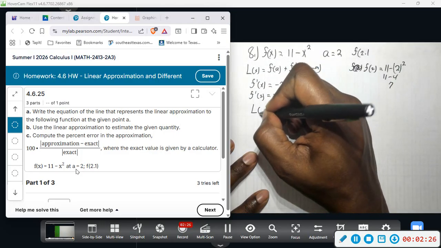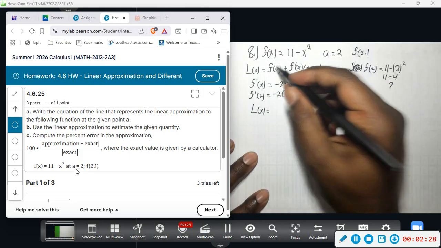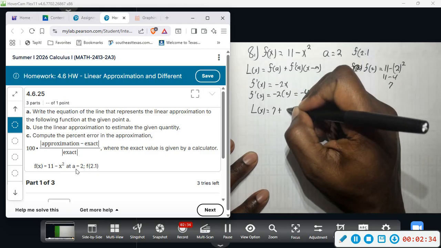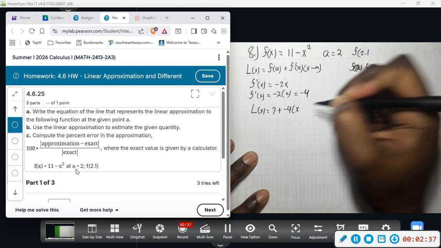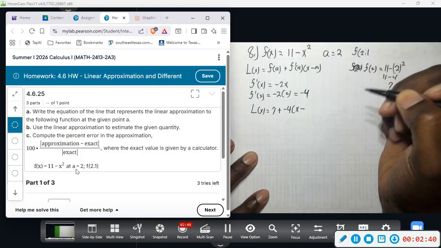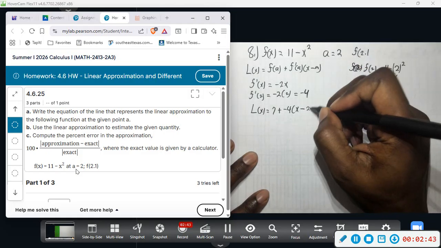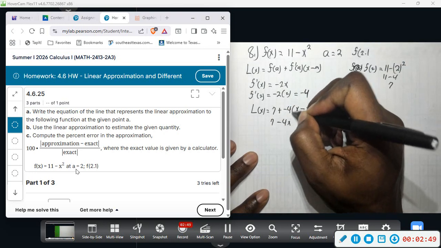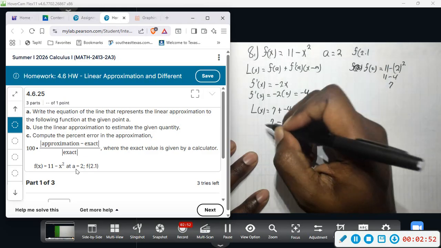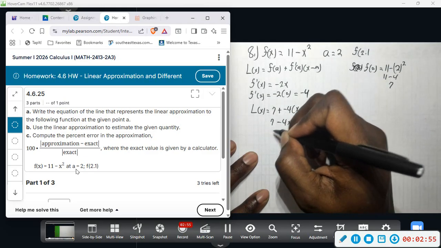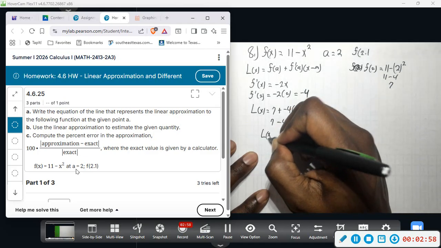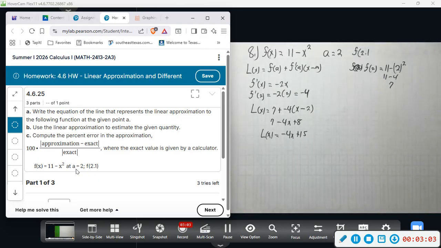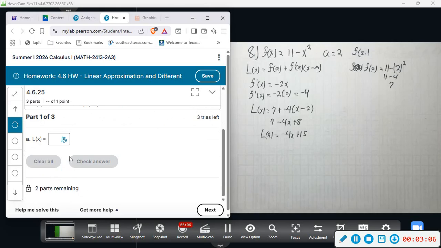So the linear approximation is going to be 7 plus negative 4 times the quantity x minus the a value of 2. All right, and so simplifying, 7 minus 4x plus 8, and then we get negative 4x plus 15. So this is our linear approximation function.